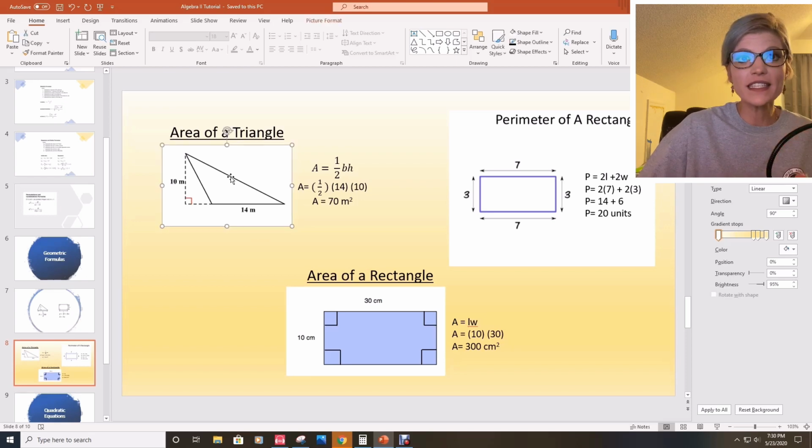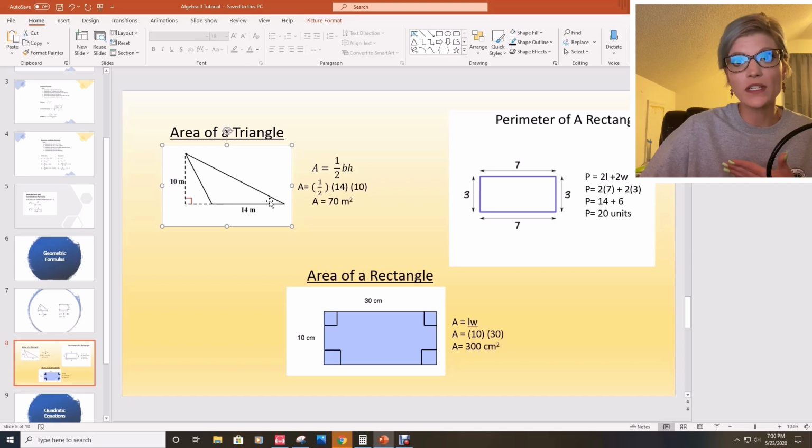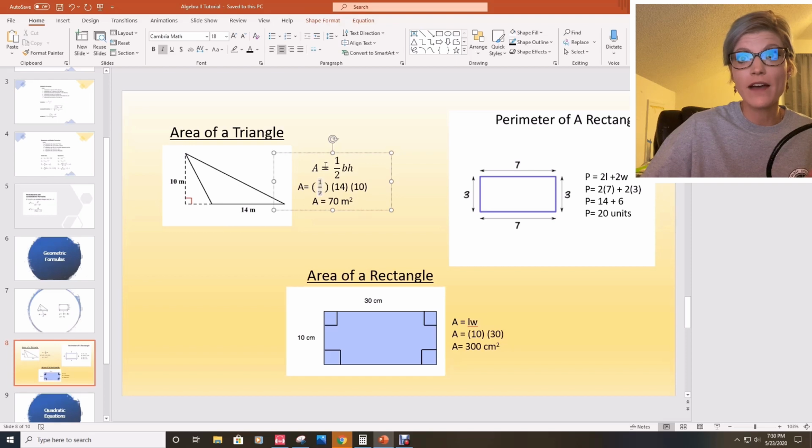So in this example right here, we have a triangle that is given to us that has a height of 10 meters, and then it has a base of 14 meters. So we are just going to plug that into the formula. So we keep this 1/2. We just carry it down from the formula. And then we're going to plug in our base of 14 meters, and we're going to plug in our height of 10 meters. Okay.